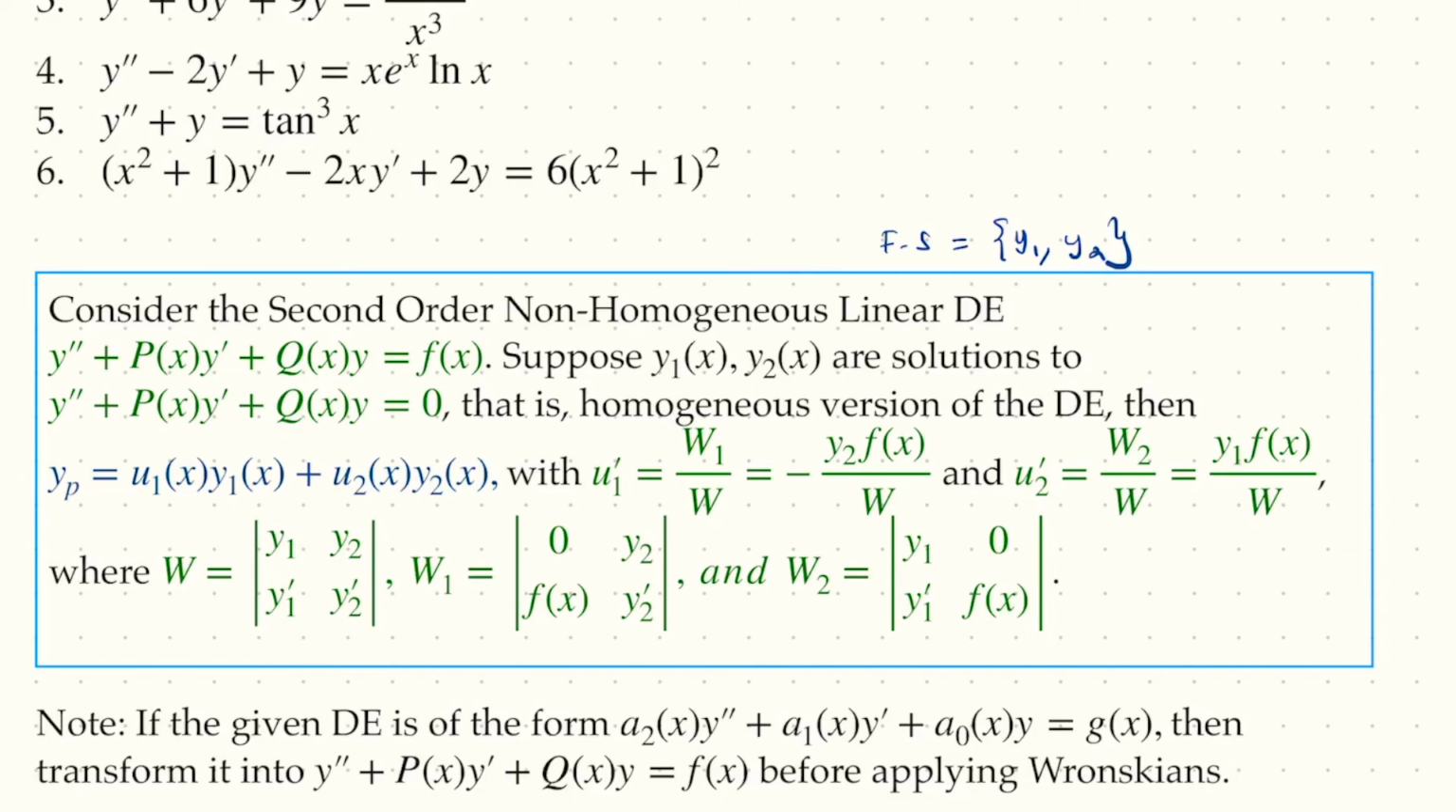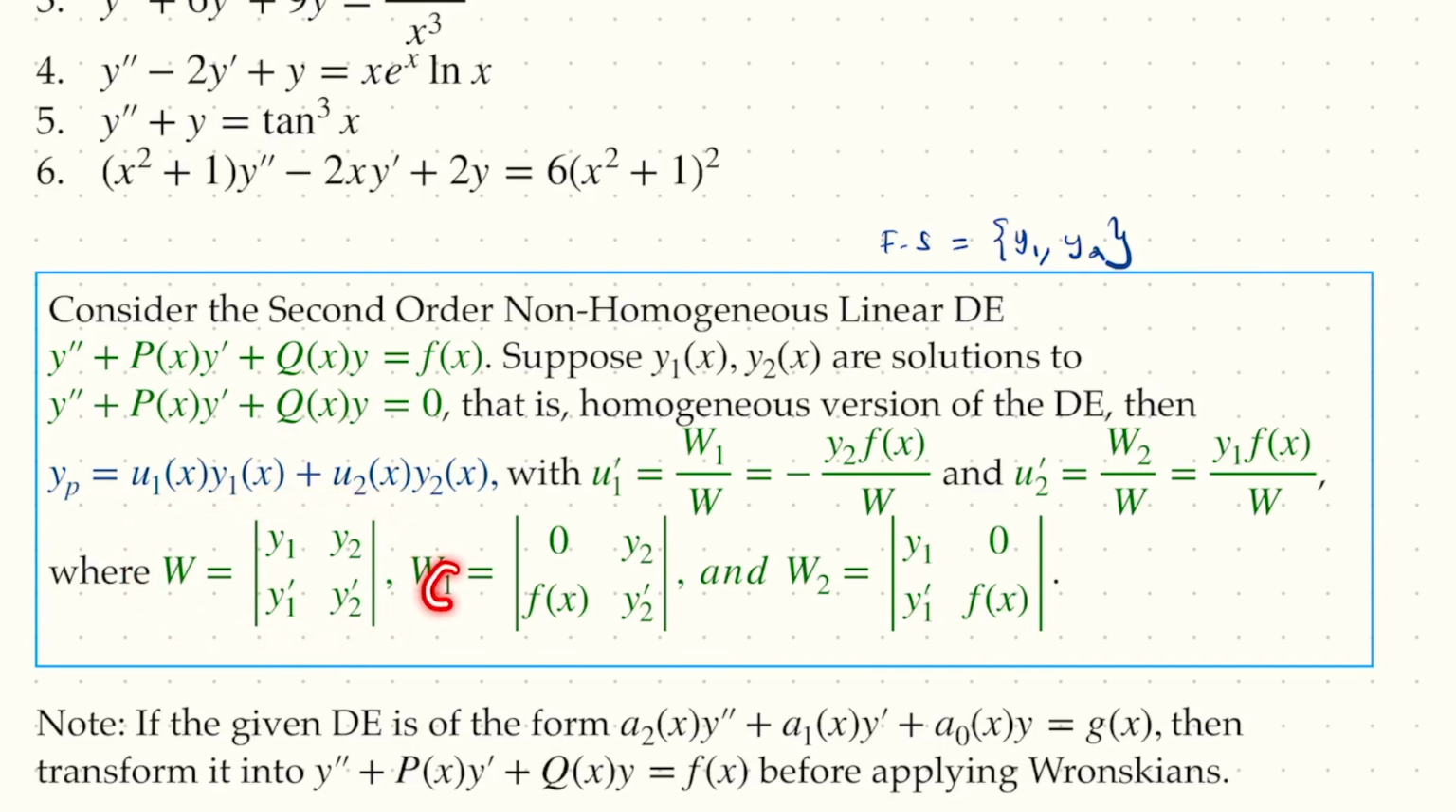You can look at the book for the whole process, but if you simplify, u1 prime, not the u but the derivative of u, which is u1 prime, is going to be w1 over w, which is negative y2 times f of x divided by w, and u2 prime is going to be w2 over w, which is y1 times f of x divided by w. What are these w, w1 and w2? This w is the determinant of the Wronskian, which we talked about in linear dependence and independence. That same Wronskian is what w is.